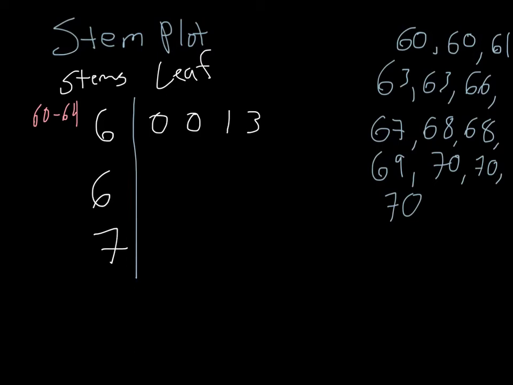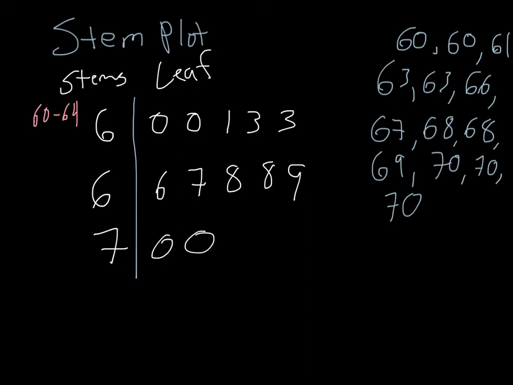There's 63, 63. There's no 64s. And then now I'm down to the next row. And then I go, okay, over here, so I've done 60, 60, 61, 63, 63. Next up is 66. So I have 66, 67, 68, 68, 69, 70, 70.